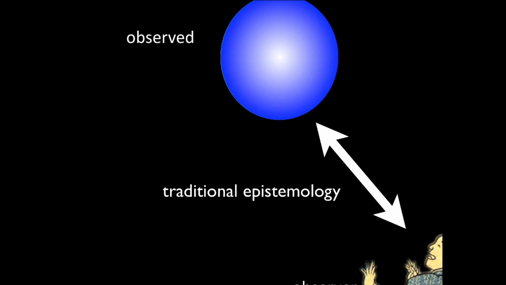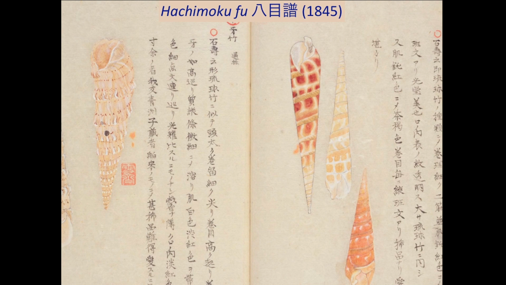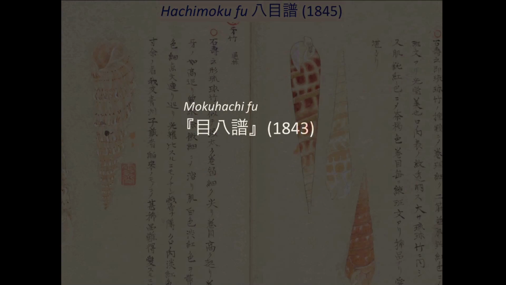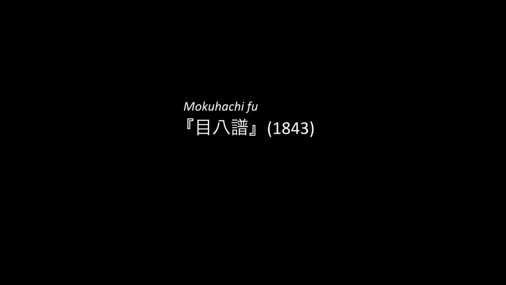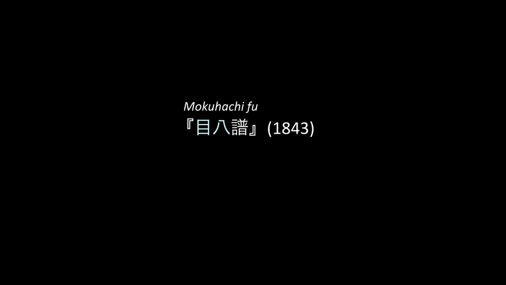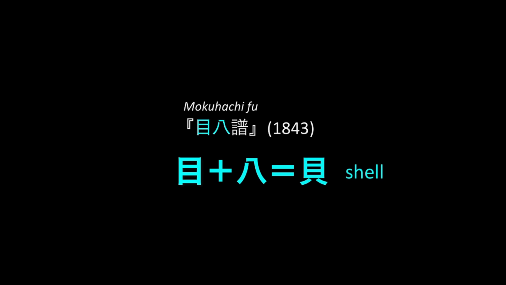And I want to begin with an example from one of the works that was inspired by the study of shells. It's called Hachimokufu. It's one of the early natural studies of shells in Japan. So why is this work called Hachimokufu? First of all, it's sort of a pun based on the characters. You put together the two parts of the characters for 'eye' and '8', and it creates the character for shell.